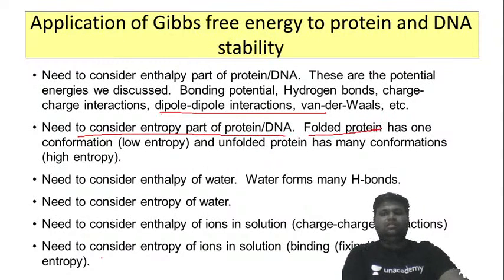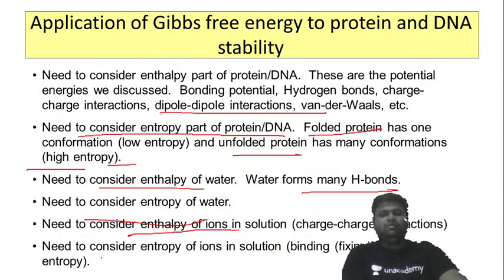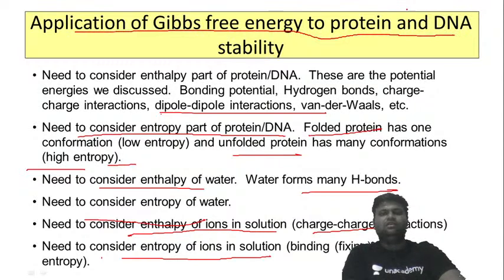So we need to consider the entropy part of the protein or the DNA. Folded protein has low entropy and unfolded protein has high entropy. We need to consider the enthalpy of water. Water forms hydrogen bonds. We need to consider the entropy of water. We need to consider the enthalpy of ions in the solution, that is the charge-charge interaction, and we need to consider the entropy of ions in the solution. So this is the application of Gibbs free energy to the protein and DNA stability.